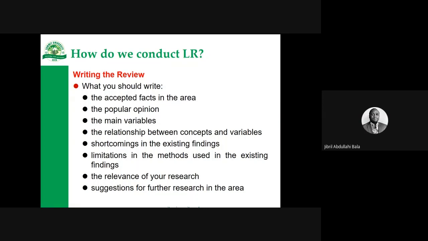Then you should also write the popular opinion based on what the author presents. You need to identify the main parameters that the authors worked with, and you need to find a relationship between the theoretical background and the parameters that were used. Then you can also look for shortcomings in the existing work and the limitations. Then you also provide the relevance of your own research. Why do you feel your research will address those limitations? And also suggest future research areas in the review.